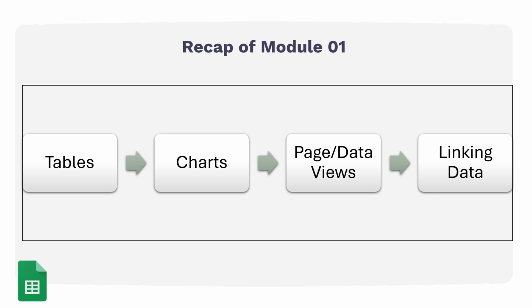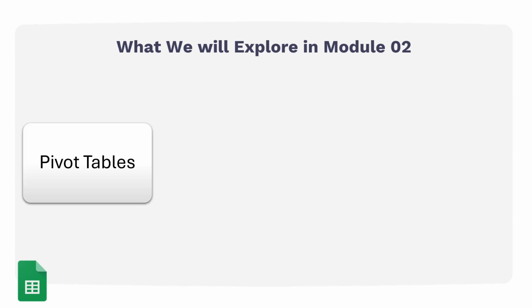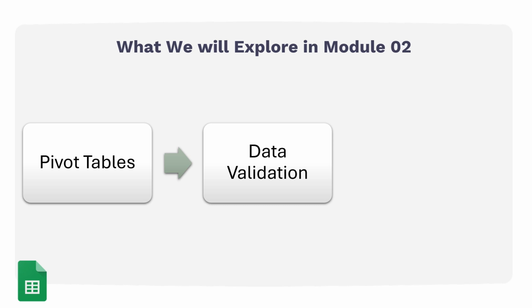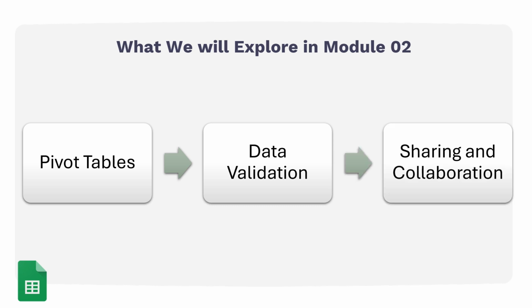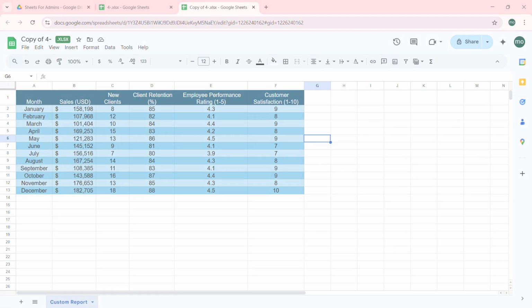We're able to interact with tables, charts, different page and data views, and we're able to link data as well. Let's go ahead and jump into module number 2. We will cover pivot tables, data validation, and we'll take a look at sharing and collaboration as well. So go ahead and open up file number 4. Make sure to make a copy of file number 4 and come right back.